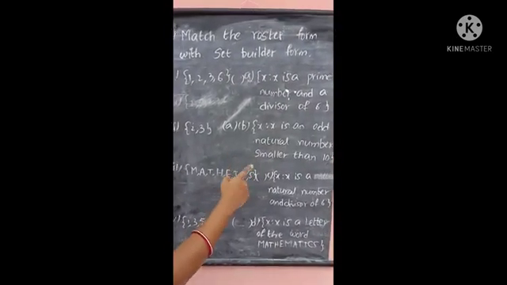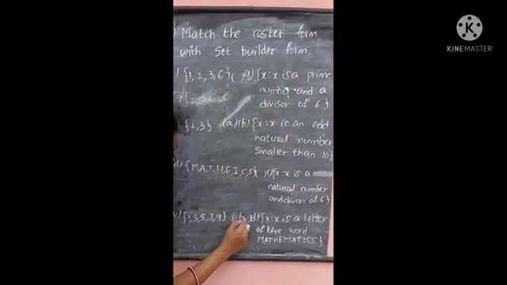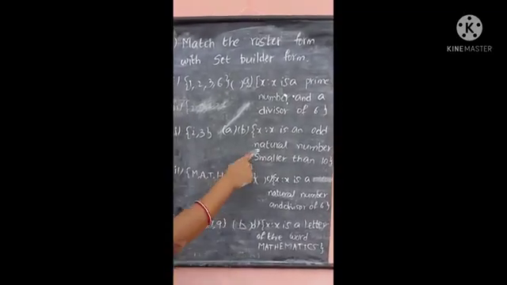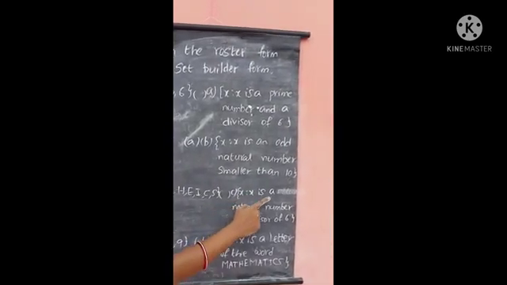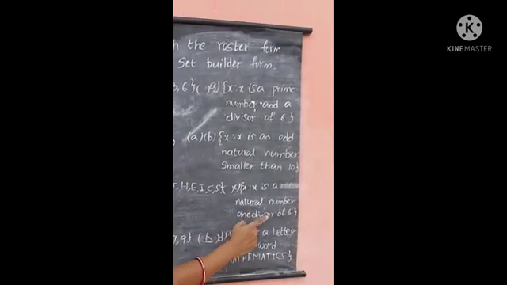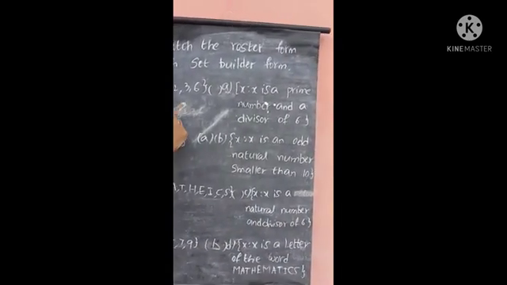Next, see the option C. X is such that X is a natural number and a divisor of 6. Here these are the natural numbers 1, 2, 3, 6 and these are the divisors of 6. So the set builder form for this roster is C.